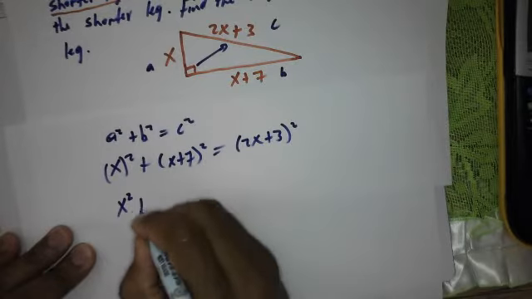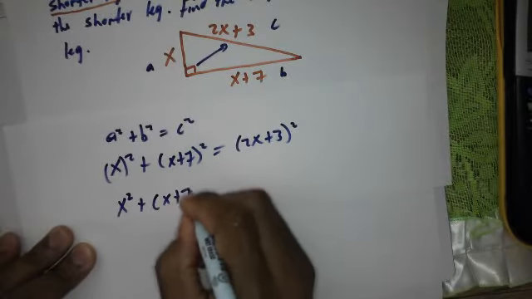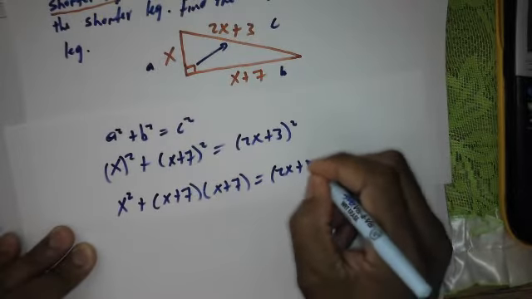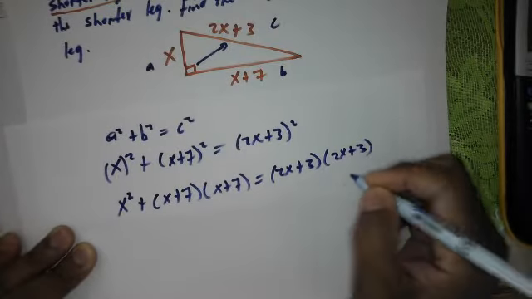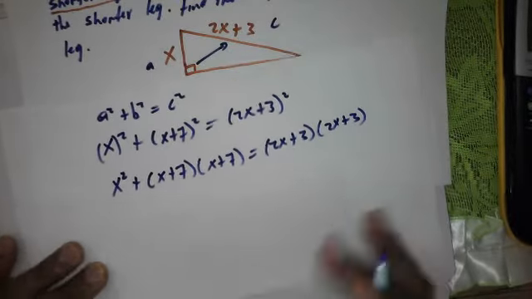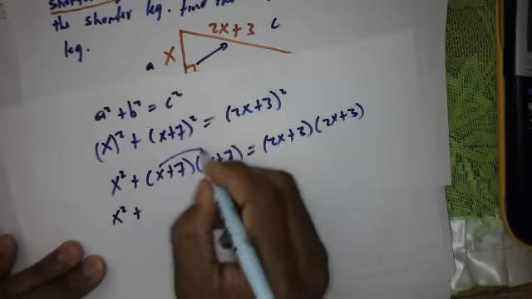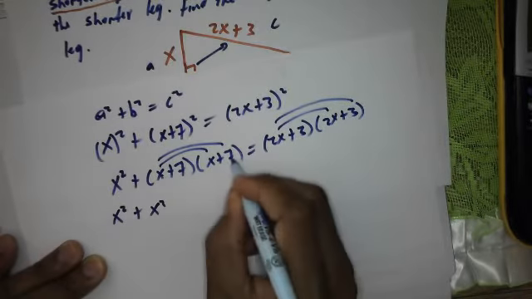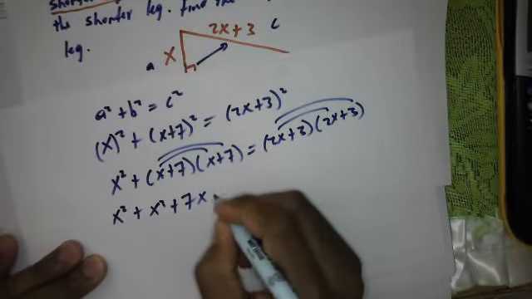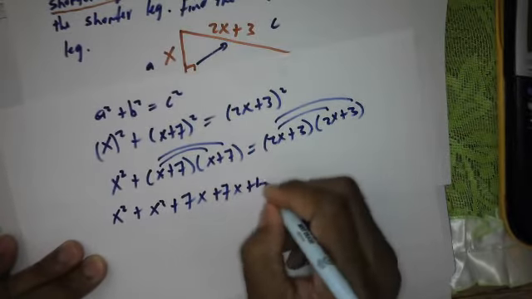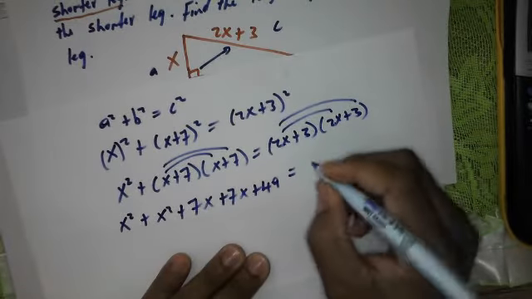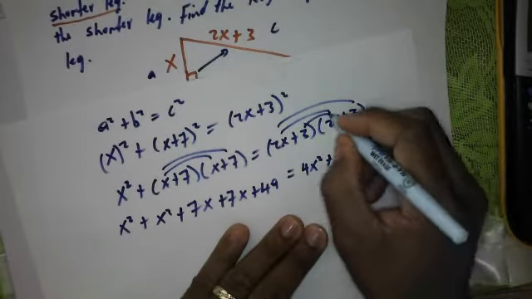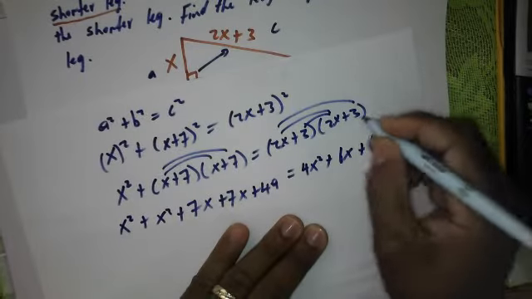Now, x squared, that is just x squared. Again, I can rewrite this part as x plus 7 times x plus 7 equals, I can rewrite this part as 2x plus 3 times 2x plus 3. Okay? Just to prevent mistakes being made. So, this is x squared plus, I can distribute this, and I can distribute this as well. So x times x, that is x squared, x times 7, that is 7x, 7 times x, that is 7x, 7 times 7, that is 49. 2x times 2x, that is 4x squared, 2x times 3, that is 6x, 3 times 2x, that is 6x, and 3 times 3, that is 9.